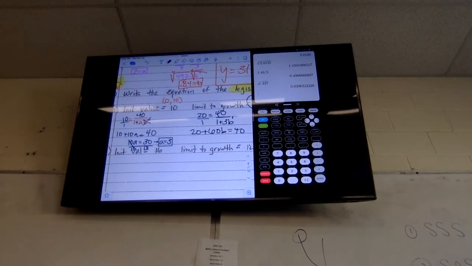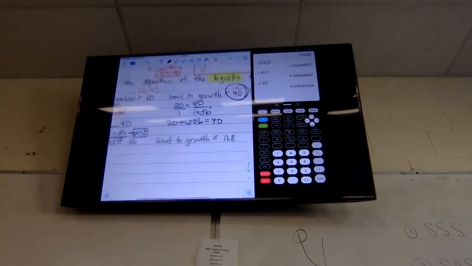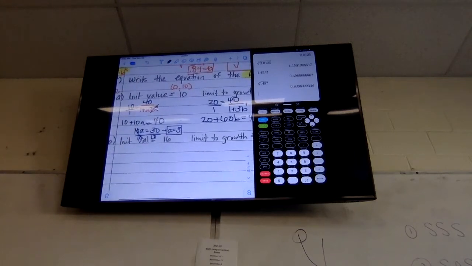Is that what you did on the first equation? Yep, we cross multiplied. That's how I got 10 plus 10A.